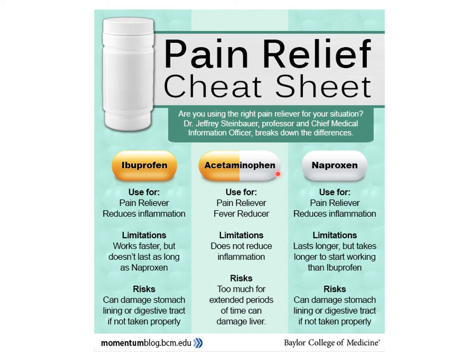For instance, acetaminophen is no good for inflammation. So if you injure yourself, it's not going to dial down that inflammation. But ibuprofen works really well. Naproxen will work really well. And the difference between ibuprofen and naproxen is time of onset. So you can look at this and weigh out your criteria. It's a really good little cheat sheet for you.